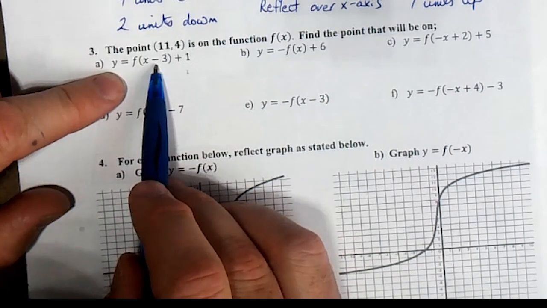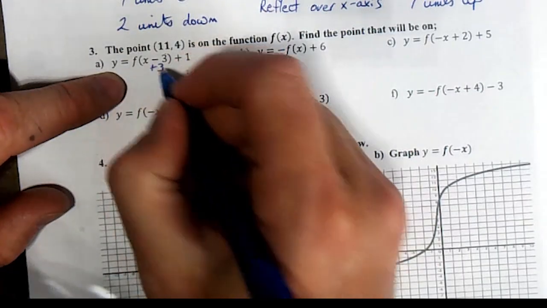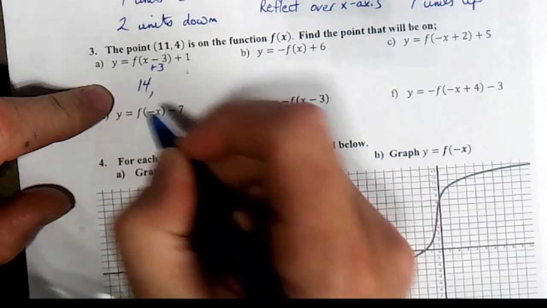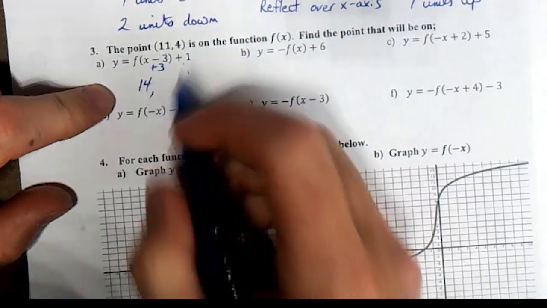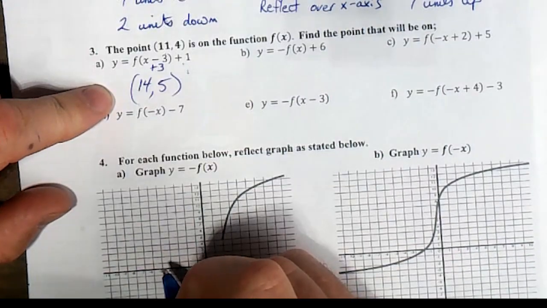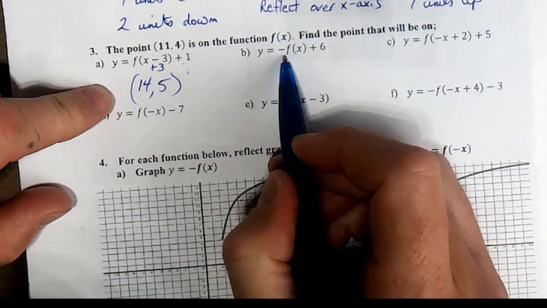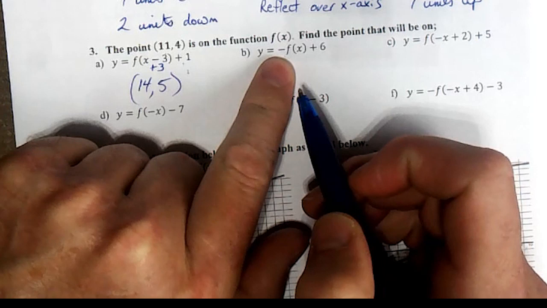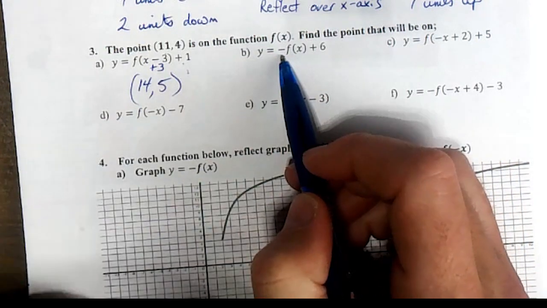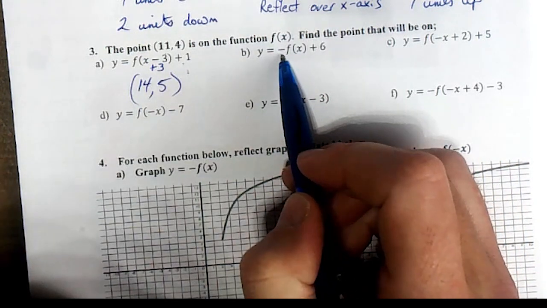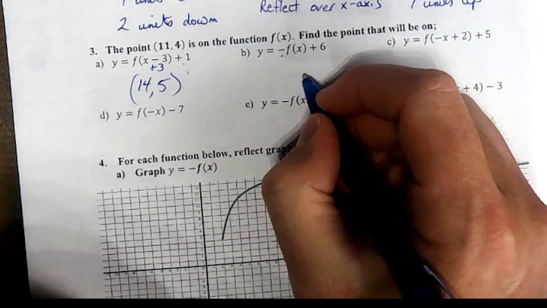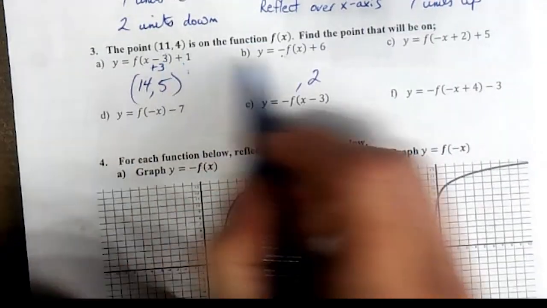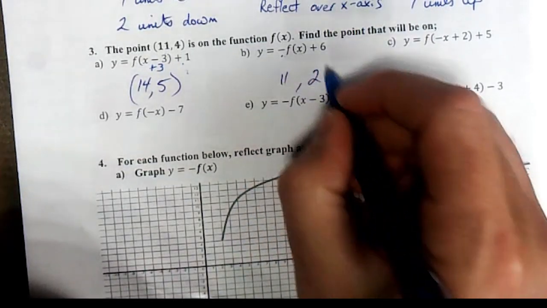So the x-coordinate, we're going to add 3, so the x will become 14. The y-coordinate, we're going to add 1, 14, 5. This one here, we have 2 things against the y-coordinate. So we always start with the reflection. So the y-coordinate is 4. It's going to be -4 plus 6. The 11, nothing happens. It stays the same.